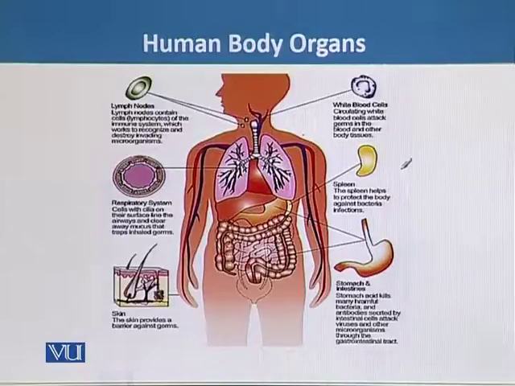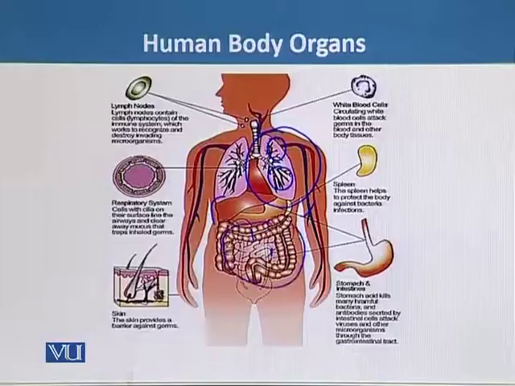For example, we can see here the respiratory system. It consists of lungs, arteries, veins, and blood. And the main function of the respiratory system is to transport oxygen to various parts of the body. Similarly, we can see here the specialized digestive system, and the main purpose of this system is to convert the food into various smaller particles that can be absorbed in the body.